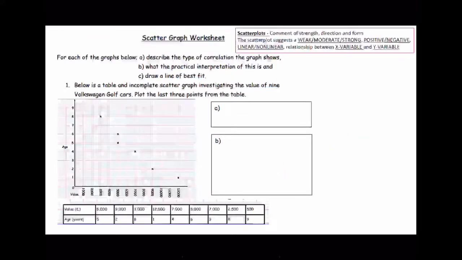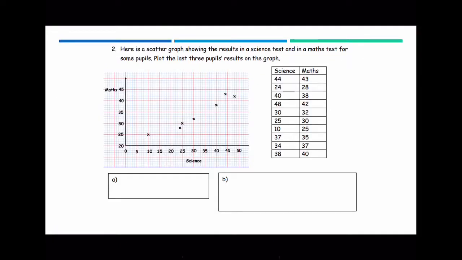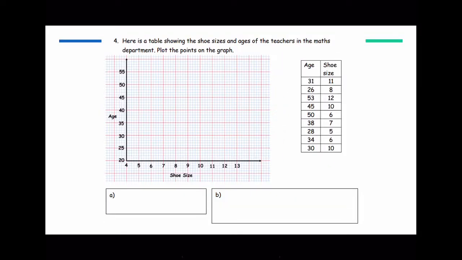Now, these are some of the questions that I asked you to complete over the holidays, I believe. If you haven't done that, please make sure you complete it. For part A, you need to describe the type of correlation, so use the template over here to answer part A. Part B says, what is the practical interpretation? Using the context, explain what it means based on the graph shown. And for part C, you need to practice drawing a line of best fit. I recommend you either print out these worksheet questions so you can answer them, and then please email it to me so I can see how well you did. There's this question, this worksheet, as well as this, and I think there's about one more, so there are 4 questions in total.